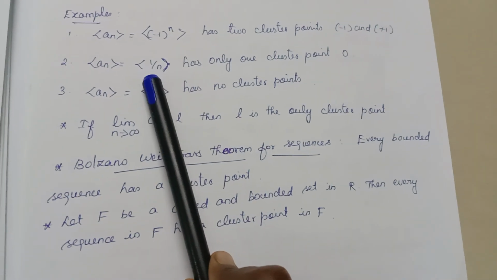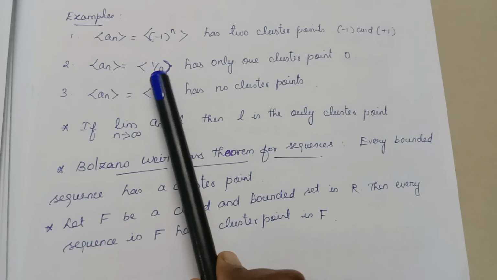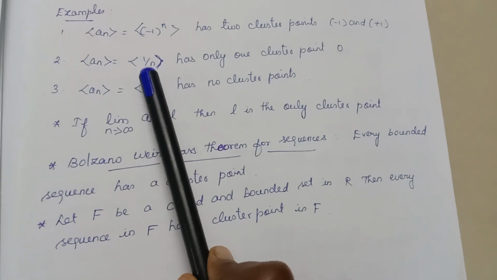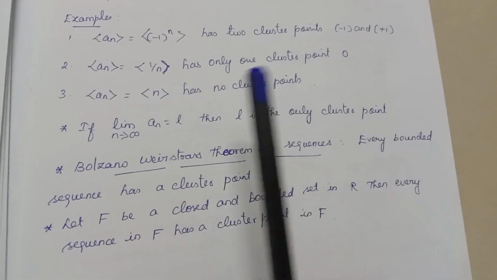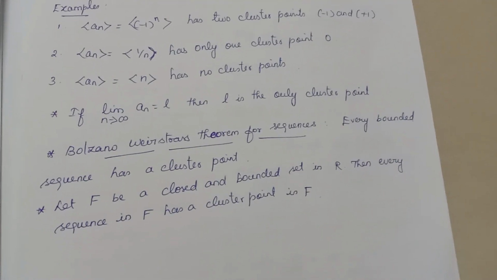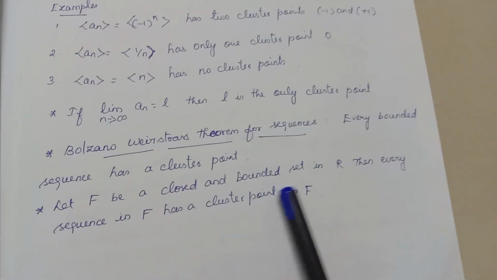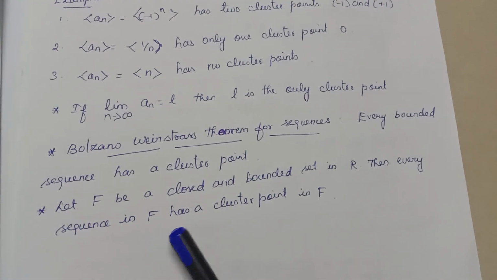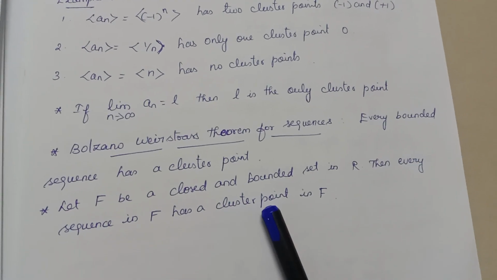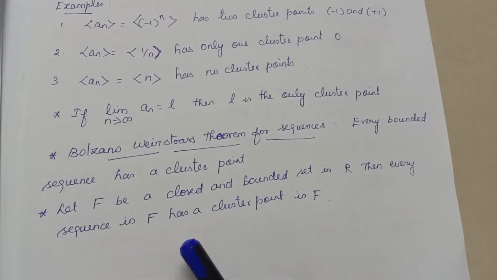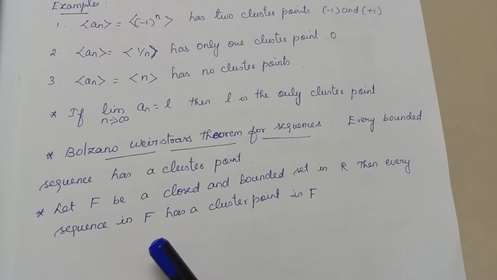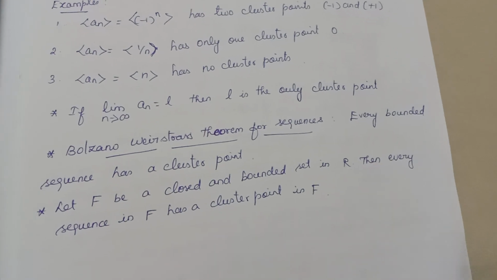And this is also a bounded sequence. The upper bound is 1 and the lower bound is 0. So this also has cluster points, and this is not a bounded sequence. Okay, right. Next one: let F be a closed and bounded set in R, then every sequence in F has a cluster point in F. So in a closed and bounded set in R, every sequence in it definitely has a cluster point.